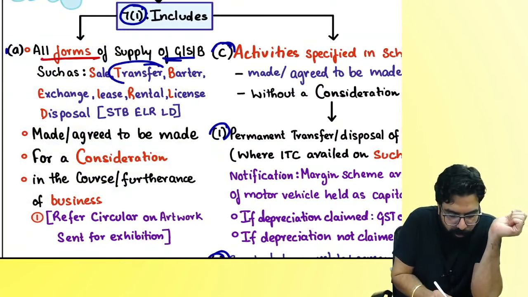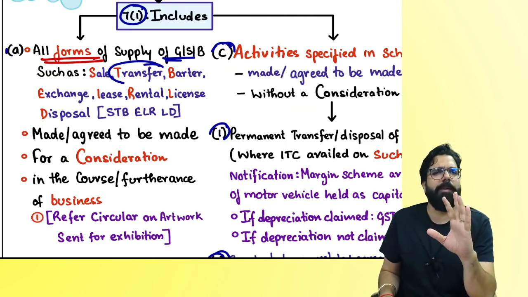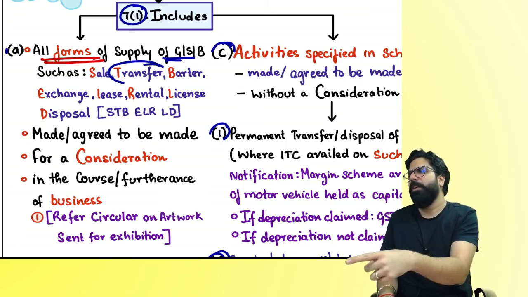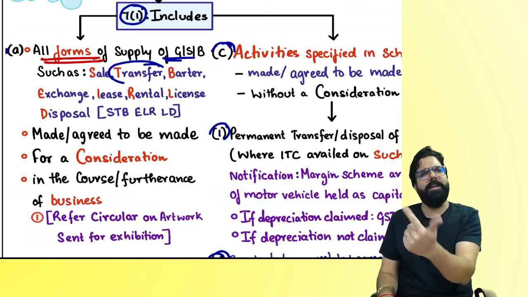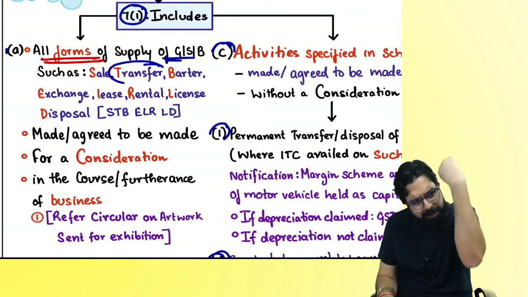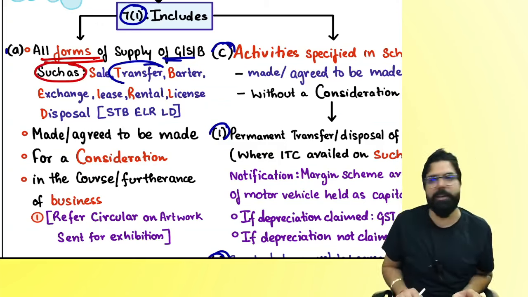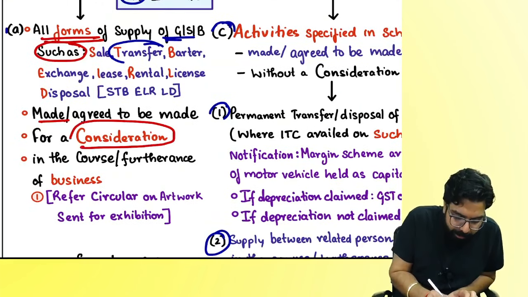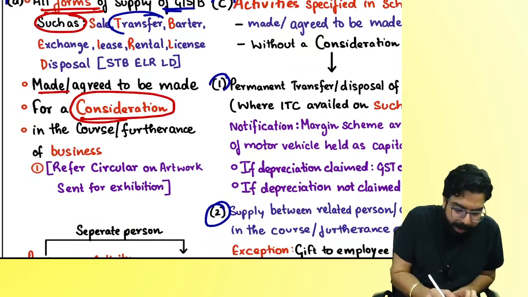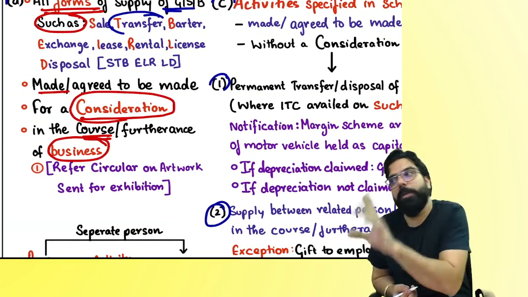Number one, it has to be a form. Form means it can be any form of activity, whether you call it sale, transfer, barter, exchange, lease, rental, license, disposal, whatever name you want to give, because it is such as. Only for example, they have given this name. And then they are telling you should have done it for a consideration and you should have done it in the course of your business. Only then it will be a supply.